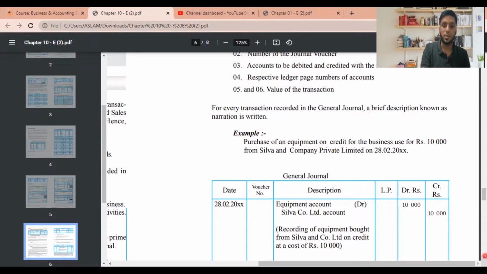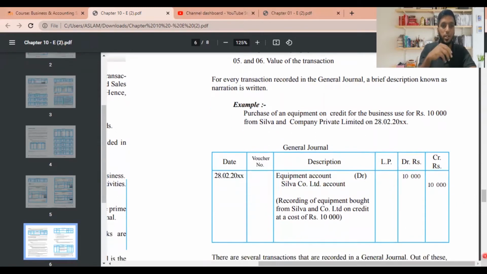Now, what is narration? Many students get a bit confused about narration. Narration is where you need to record a reason every time you record a double entry in the general journal: for what purpose this transaction occurred. So writing a reason for the transaction under the general journal is known as narration. Sometimes in exams they might say narration is not required. Sometimes they might say narration is required. If they say narration is required, compulsorily it is going to carry higher marks than when narration is not required.